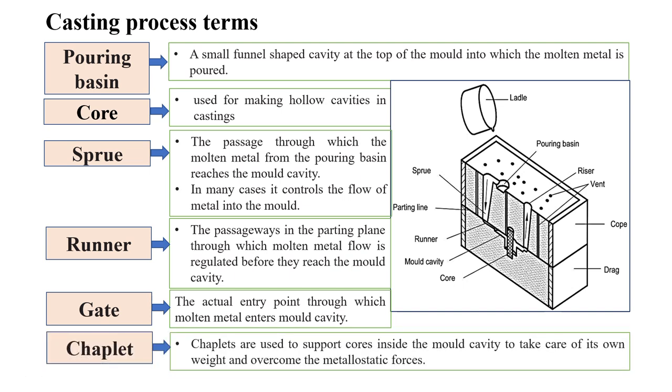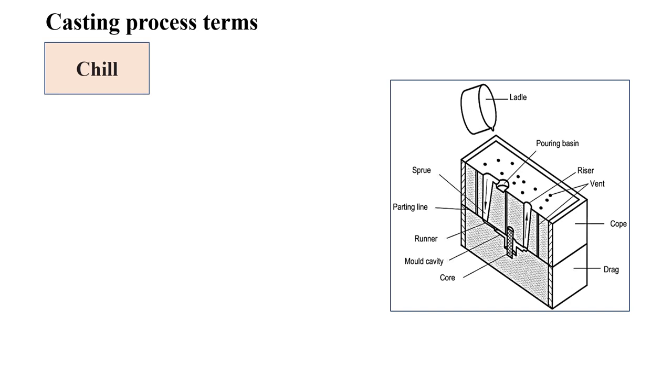Chaplet. A chaplet is used to support the core inside the mold cavity, to take care of its own weight and overcome the metallostatic forces. It also provides strength and support to the core. With the flow of molten metal, the core should not be displaced. So for the core, some core prints are also provided in the mold.